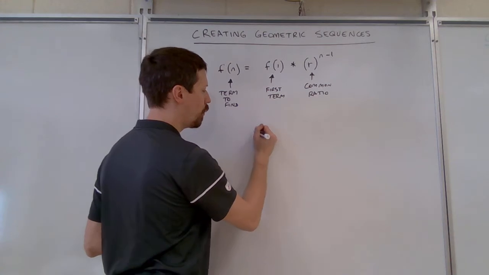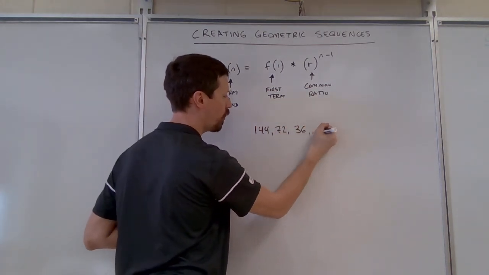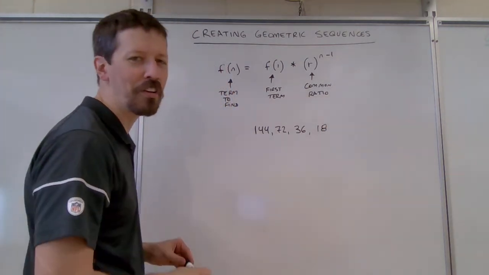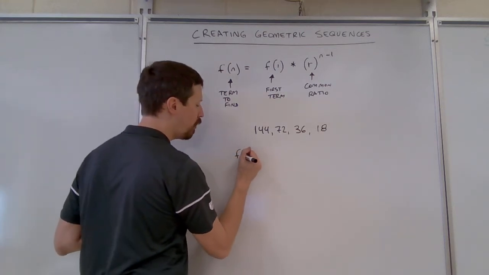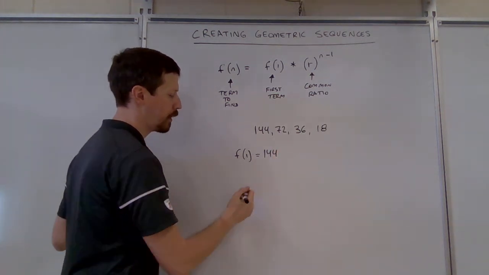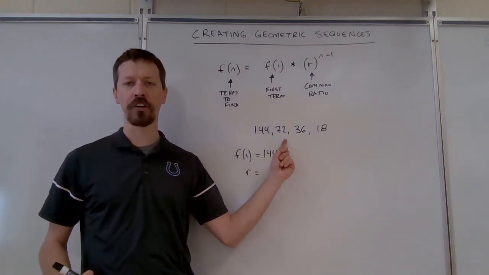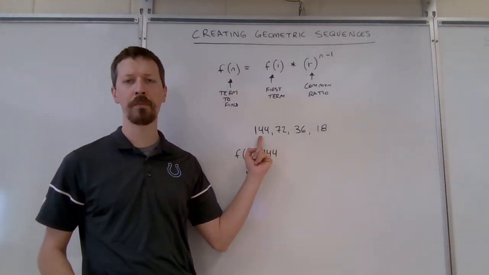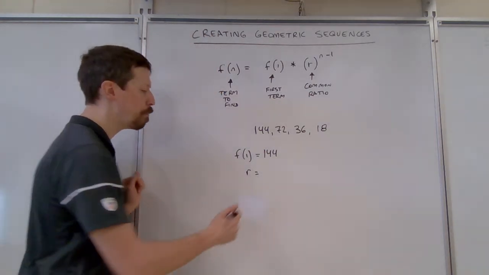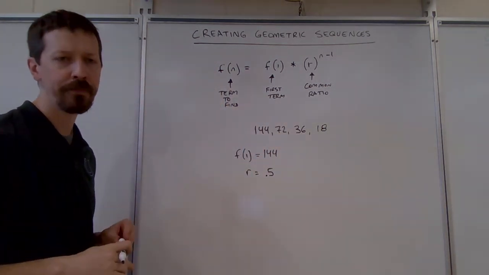Okay, so in this case, it's got the sequence 144, 72, 36, 18. So my f of 1, my first term, is going to be 144. My r: if I find one of the later terms and divide it by the previous term, so 72 divided by 144, my common ratio is going to be 0.5. So each time I'm multiplying by 0.5.